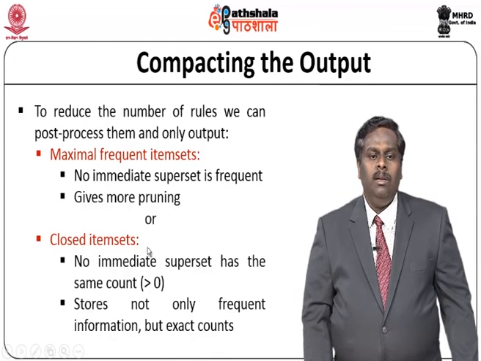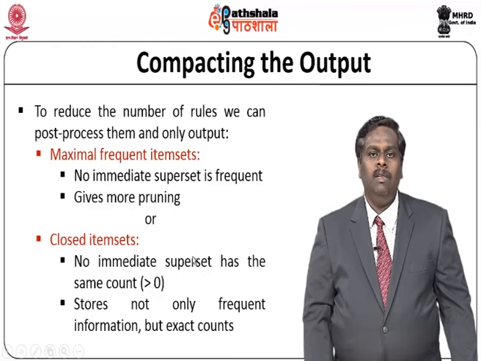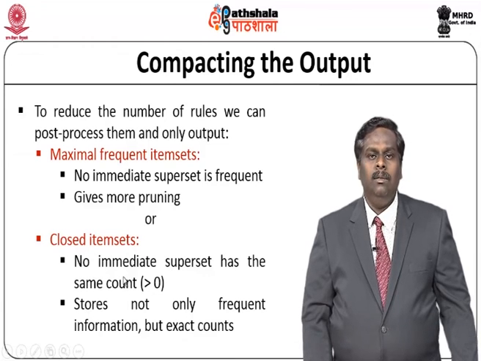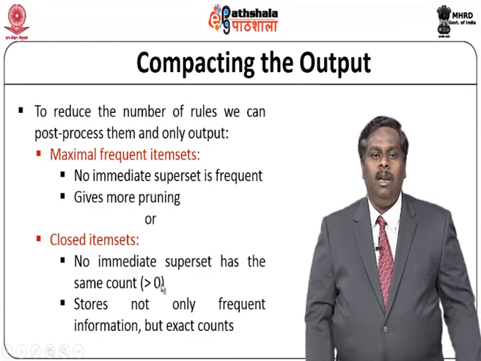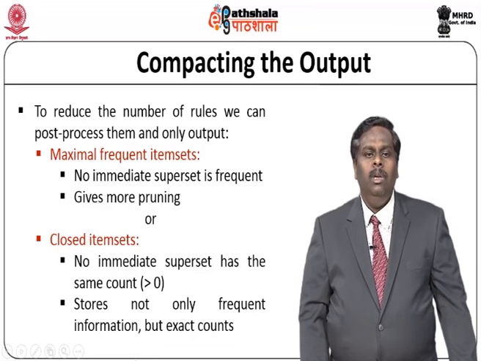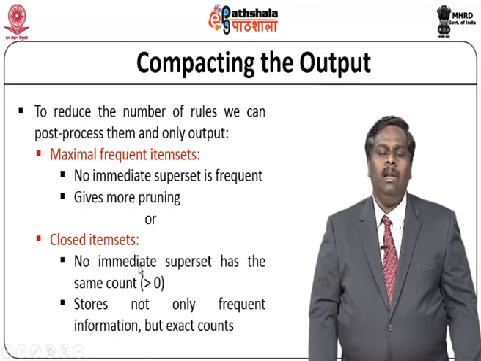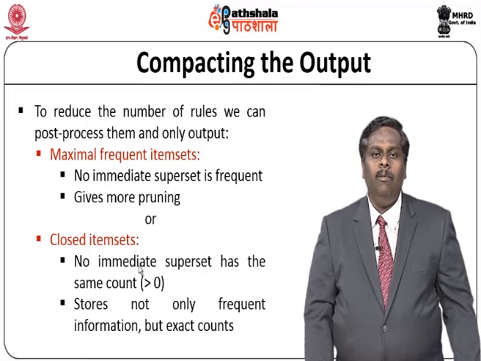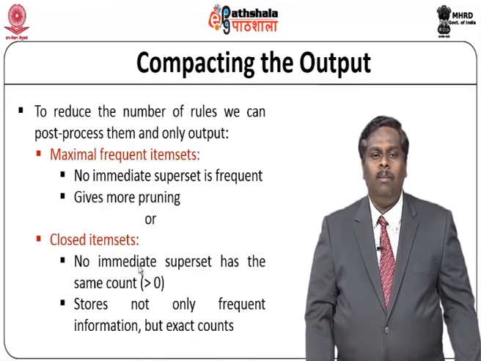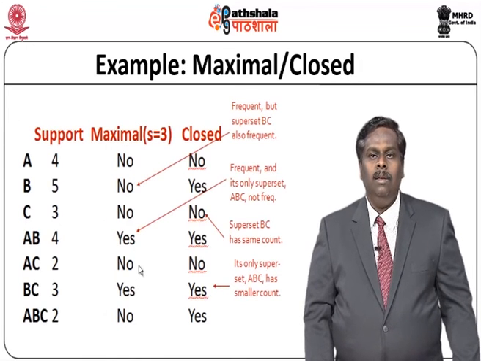The second metric is closed item set. When you want something to be considered as a closed item set, none of its immediate supersets should have the same count as its set. So, the count must be greater than 0. Now, you can make use of these two metrics for the purpose of understanding items that are not frequent and which may be used for the purpose of further processing.